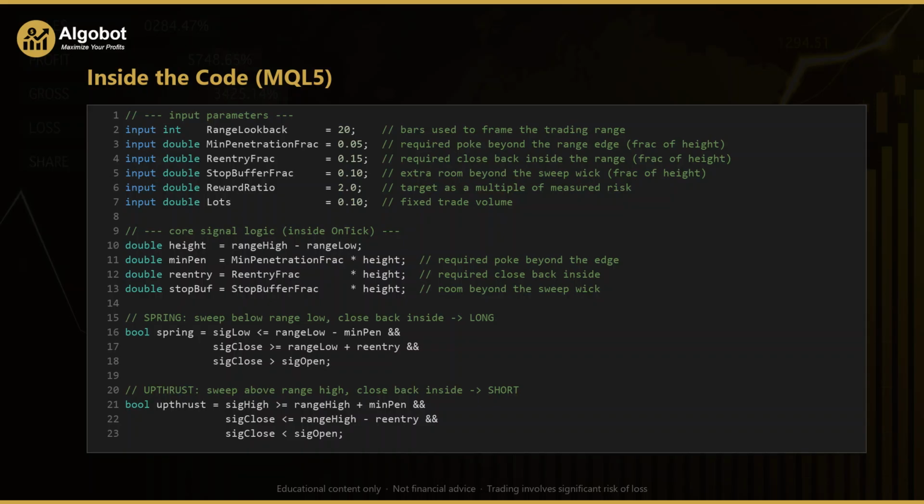The upthrust test is the mirror image, comparing the signal high against the range high and requiring a bearish close. When a spring fires, the entry is taken at the ask, the stop is placed at the signal low minus the buffer. The risk is the gap between them, and the take profit is that risk multiplied by the reward ratio, added above the entry. Clean, mechanical, and fully transparent.